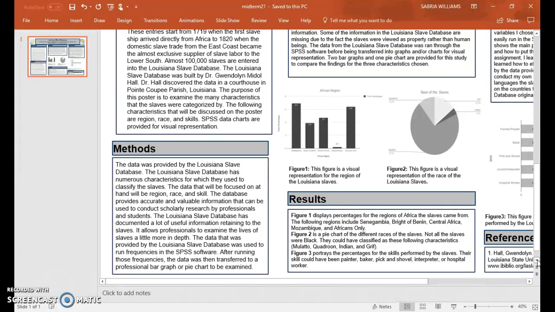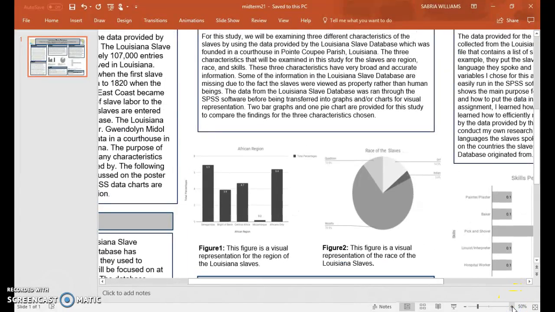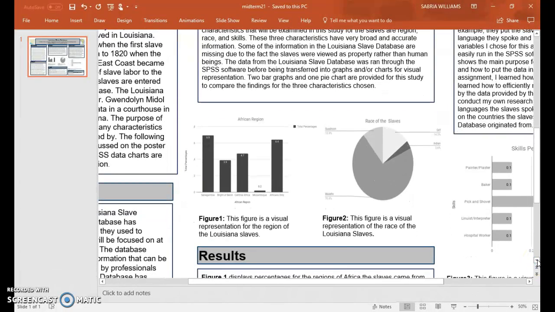So to look at the lovely graphs, the first graph we're going to be focusing on and just do a brief overview about is African region. The slaves, they were stolen or kidnapped, whichever term you want to use, from different regions in Africa, and from there I just showed what percent of the slaves were taken from those regions. The second graph, which is a pie chart, is the race of the slaves.